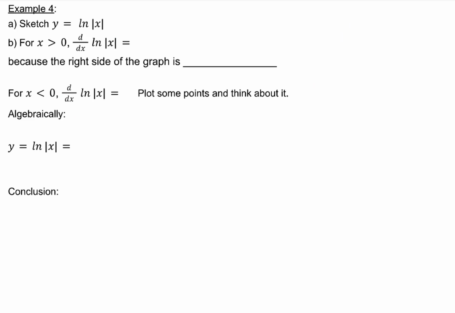For example 4, we're going to begin by graphing ln absolute value x. To absolute value the input, we take all the points that are to the right of the y-axis and reflect them over to the left side of the y-axis.